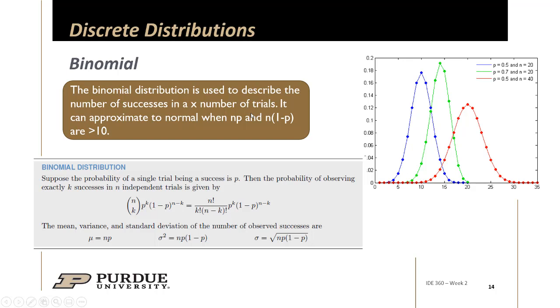The next discrete distribution is binomial. The binomial distribution basically tries to model the number of successes in an n number of trials. For example, if I have 6 trials, it describes the probability of getting 0, 1, 2, 3, 4, 5, and 6 successes from all those trials. One particular characteristic of this is that when n times p and n times 1 minus p are greater than 10, this distribution approximates to normal, and that is really convenient for many reasons.